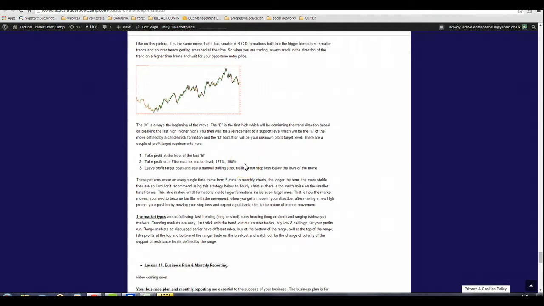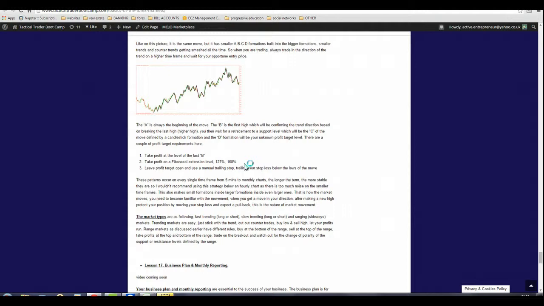These patterns occur on every single time frame, from 5 minutes to monthly charts. They're all the same. The longer the term, the more stable they are, and I wouldn't recommend using this strategy below an hourly chart, as there is too much noise in smaller time frames. This also makes smaller formations inside larger formations, inside even larger ones. That's how the market moves. You need to become familiar with that movement. When you get a move in your direction after making a new high, protect your position by moving your stop loss and expect a pullback. Okay, this is the nature of the market movement.